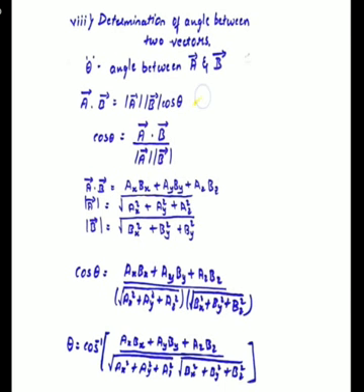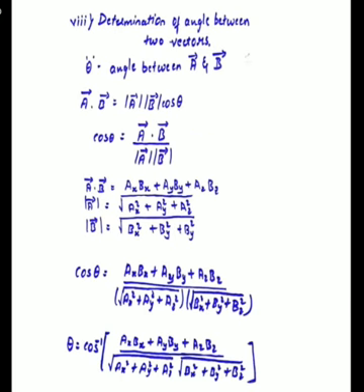AB cos theta. Rearranging, writing cos theta in terms: cos theta is equal to A dot B divided by the magnitude of vector A into the magnitude of vector B. Okay? So the A dot B value we just found out.